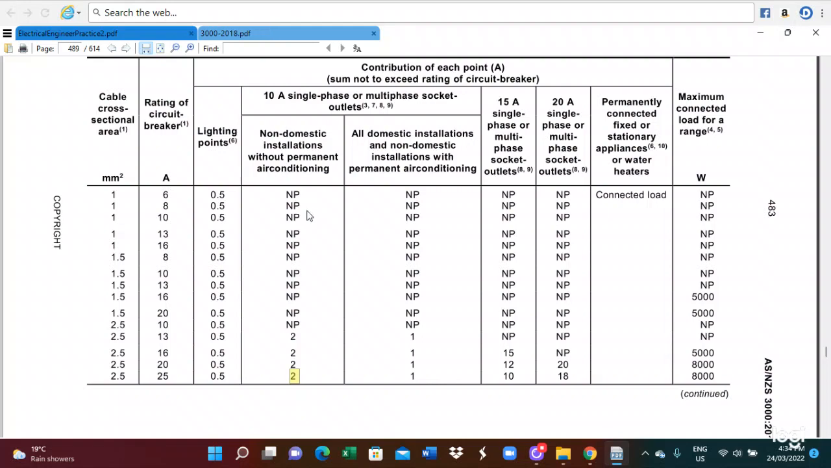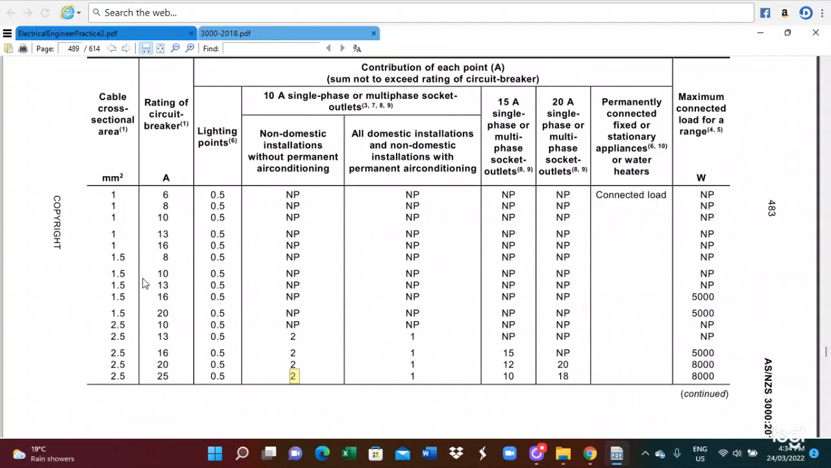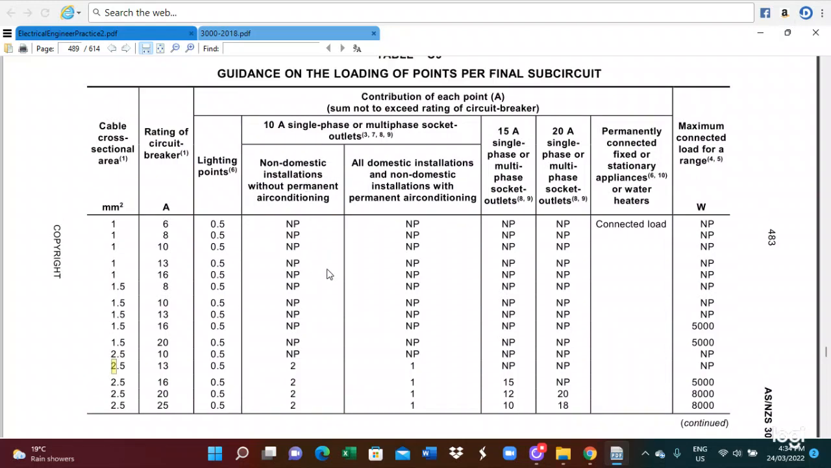Therefore, we refer to table C9. In table C9, you can see the cable cross-sectional area and the rating of the circuit breaker. For lighting points, we refer to this column. For 10 ampere socket outlets without air conditioning, we refer to this column, and for permanent air conditioning, we refer to this column. If you are installing a 50 ampere socket outlet, we refer to this column. 20 ampere, this column. So this is the way we calculate how many socket outlets and light points can be installed.